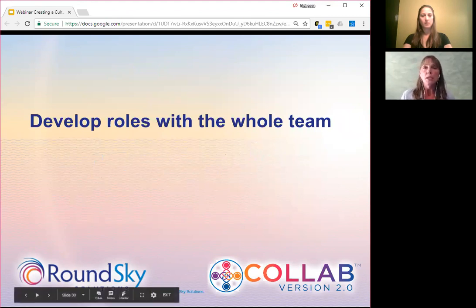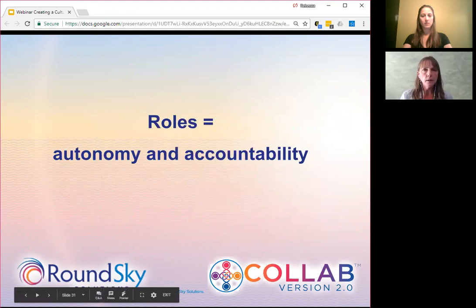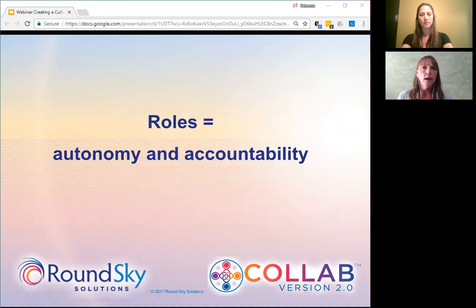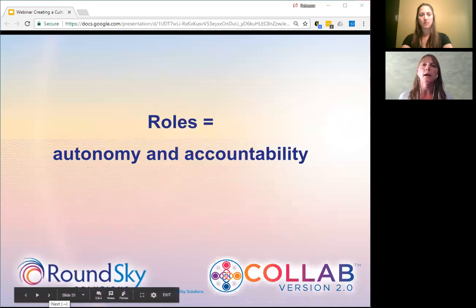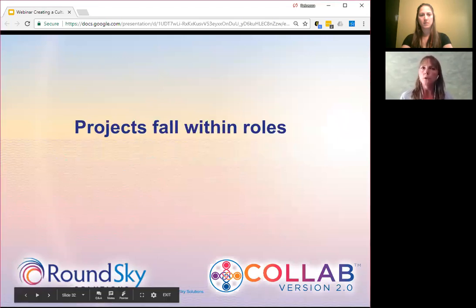Number 2, roles equal autonomy. This is sometimes an adjustment for teams, but basically when you're creating a role, that essentially confers the autonomy and the accountability for delivering on the work. And the second piece about having these roles confer autonomy to deliver on the work is that you have some of the other aspects of a strong accountability system in place, which we're about to talk about, namely that projects, the work that you're doing fall within the roles that you have.